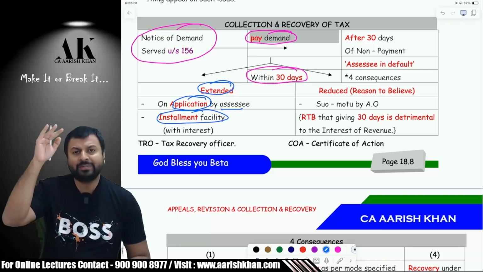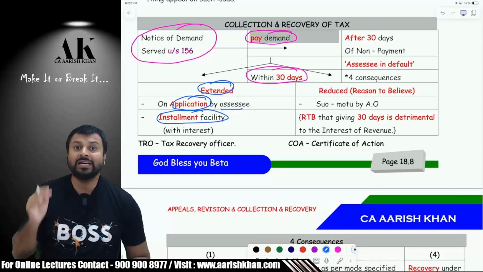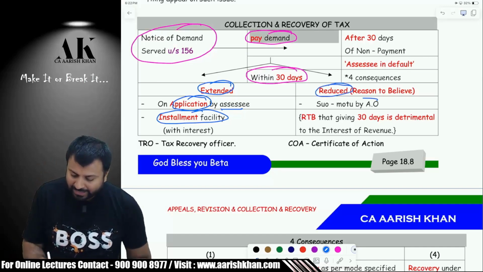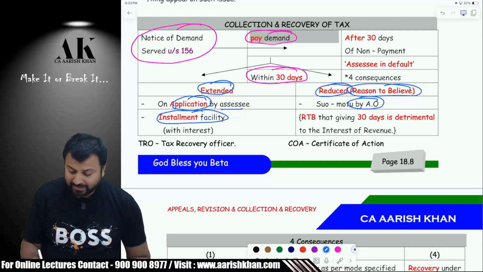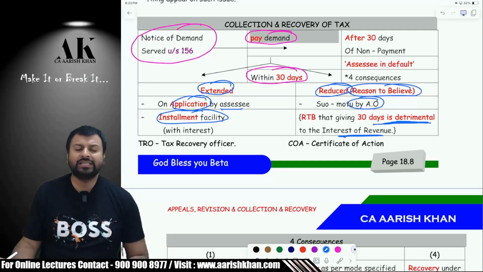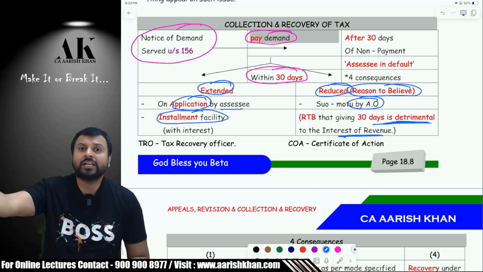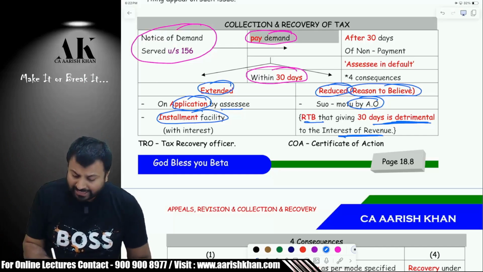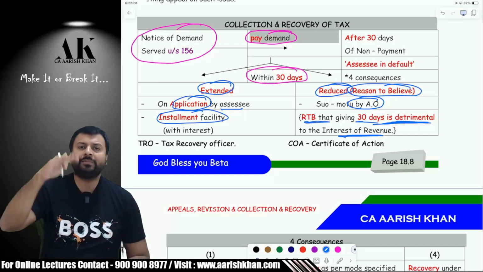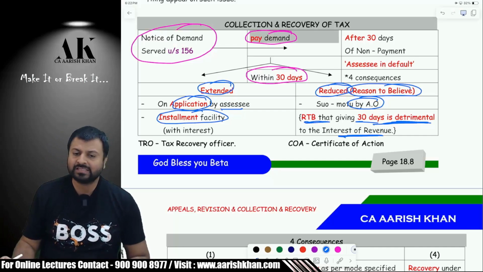Okay. Can the department reduce your time period also, below 30 days? Yes. If the department's AO has reason to believe that giving 30 days is detrimental to the interest of the revenue, that giving 30 days to this person is very dangerous for the department, that he will run away somewhere, in that case, giving 30 days is detrimental. The department can also reduce the number of days below 30 days.